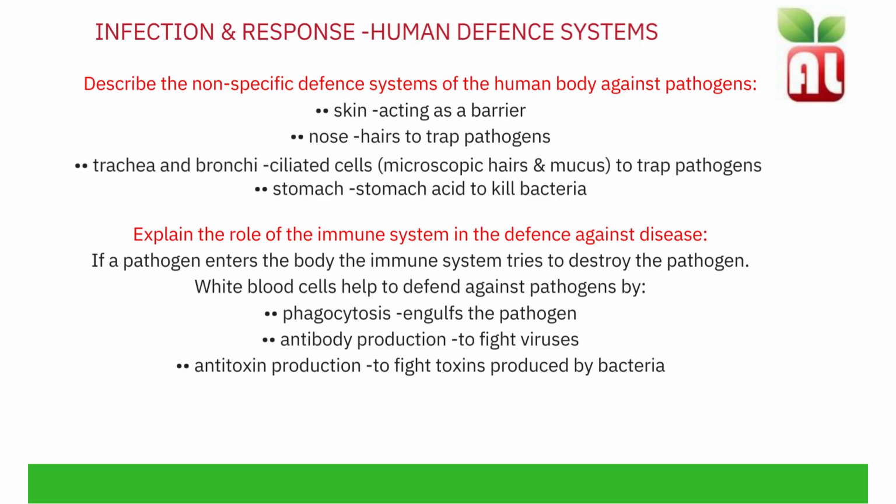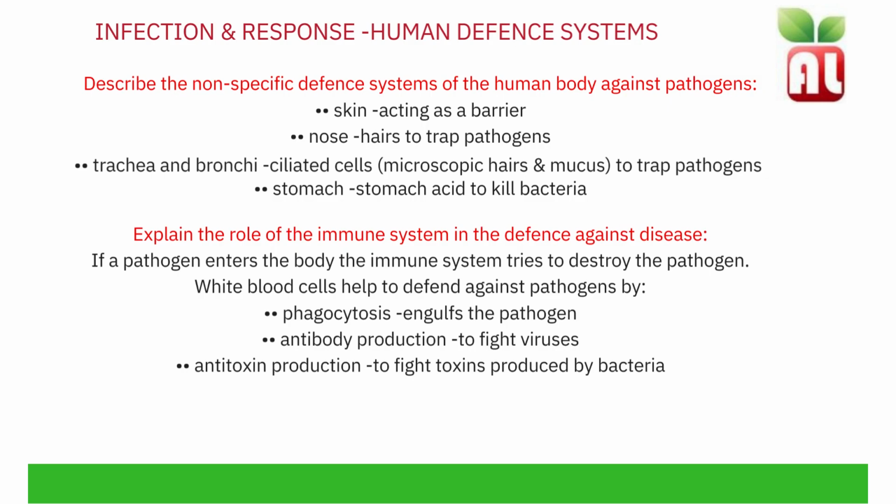The immune system in the defence against disease involves the white blood cells. The white blood cells have three main methods to help defend against pathogens. Phagocytosis is the process in which the white blood cells engulf the pathogen. The type of white blood cell that does this are known as phagocytes. They also produce antibodies. Antibodies help fight viruses. The type of white blood cells that produce antibodies are lymphocytes.